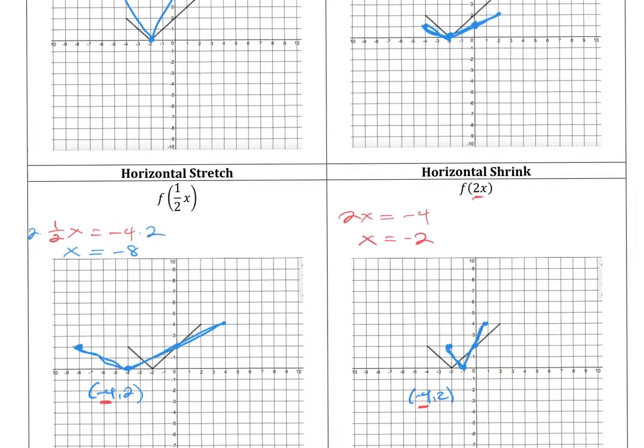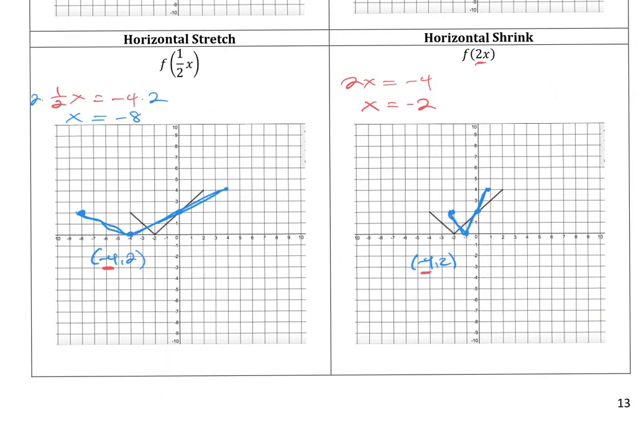All right, if we wanted to go ahead and generalize here, just like we did for our vertical stretch, this is for our b value. So if b is between 0 and 1, then we know that we're going to have a stretch.